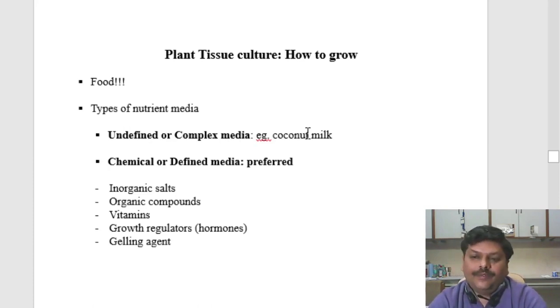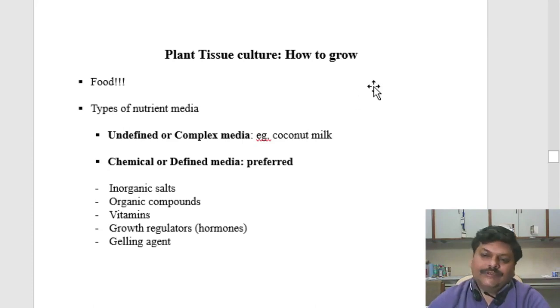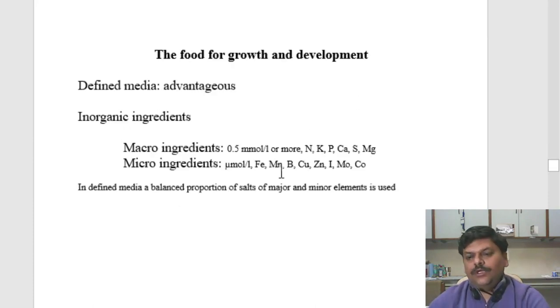There are many chemical and defined media developed. I will discuss some of the examples in subsequent slides. The major components of a chemical or defined media are inorganic salts, organic compounds, vitamins, growth regulators or hormones, and gelling agent. Let's discuss them one by one. So inorganic salts are again divided into two major categories: macroelements and microelements. Macroelements are those which are required in millimolar concentrations. These are called macroelements because they are required in higher amounts.